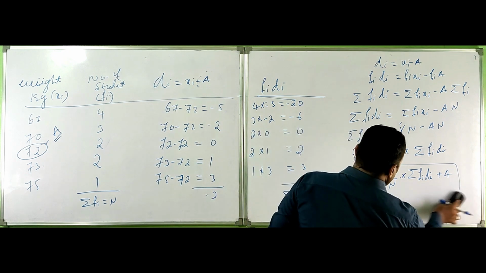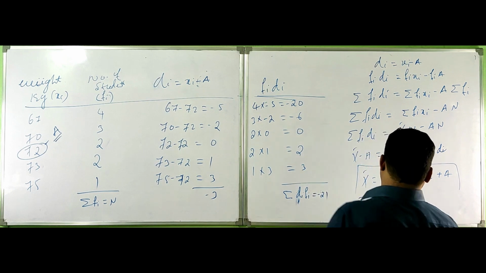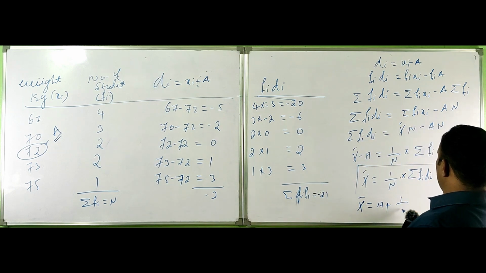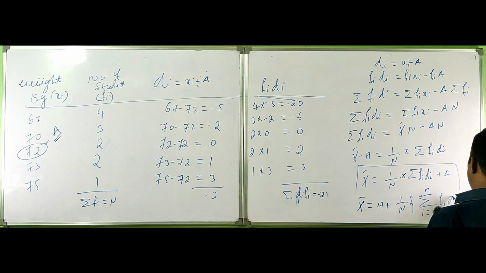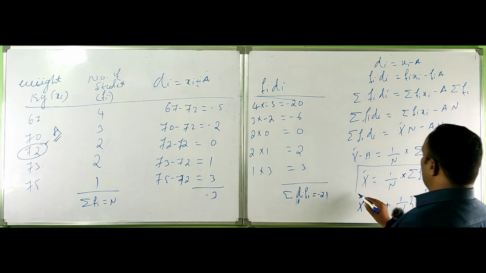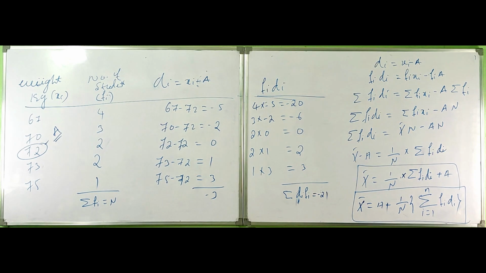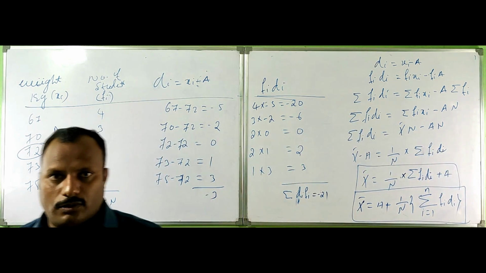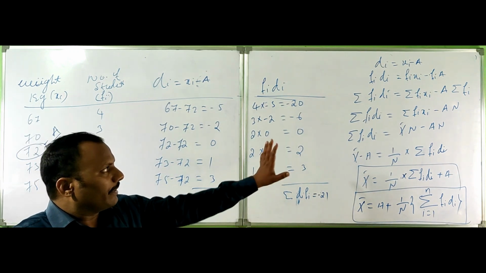In the next level also, we can write, therefore, x bar is equal to A plus 1 by n into summation of i from 1 to n f of i di. Okay, this is the solution formula. Derivation is usually not asked, it is only for understanding how the average is derived from the beginning.